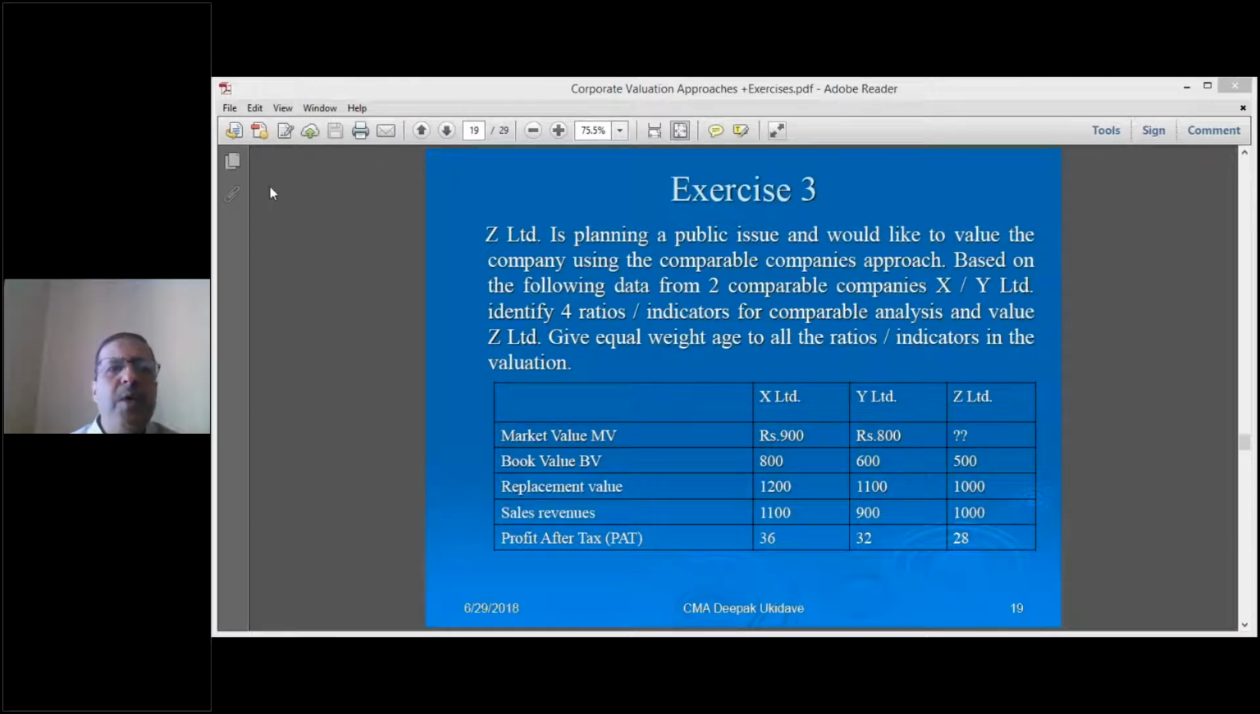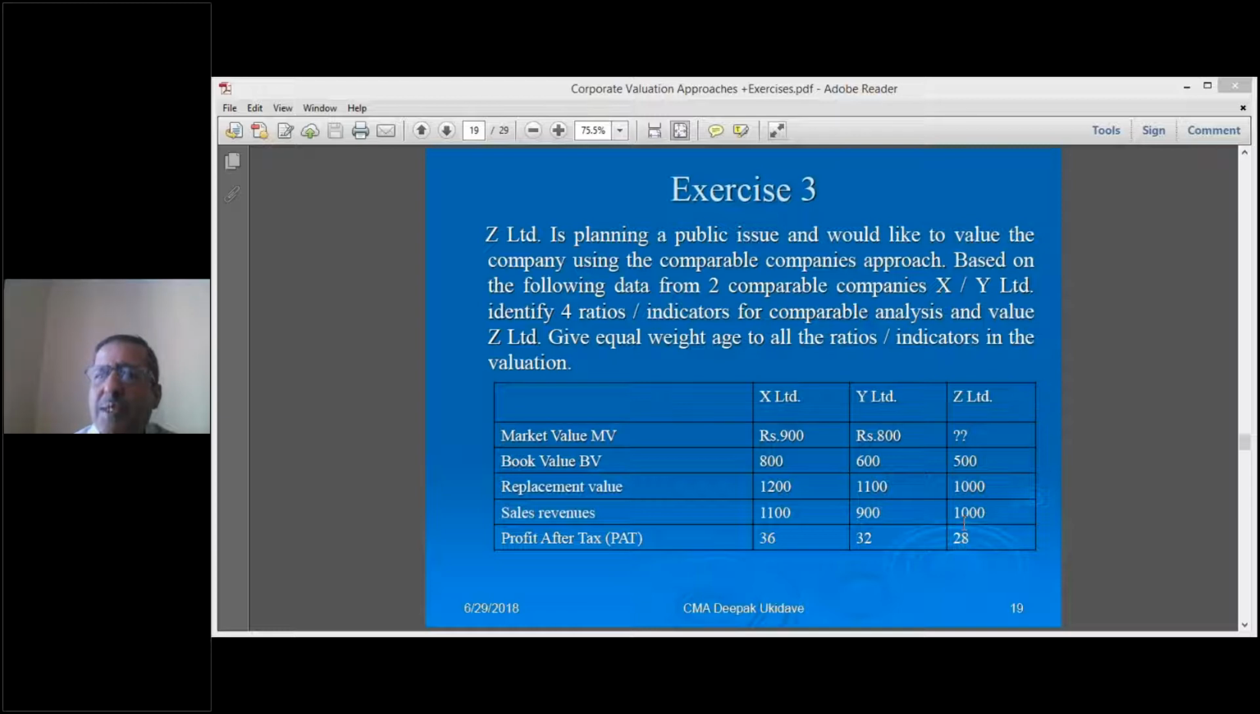Is the question visible to all of you? Try to solve this question. You are given X Limited and Y Limited data, and Z Limited valuation is asked. Market value MV is given for X Limited 900, Y Limited 800, Z Limited question mark. Book value is given as 800, 600 and 500. Replacement value is given as 1200, 1100, 1000. Sales revenue 1100, 900, and profit after tax 36, 32 and 28. Figures could be in thousands, lakhs, millions, don't bother about it. Just concentrate on the absolute data that is given for X and Y.